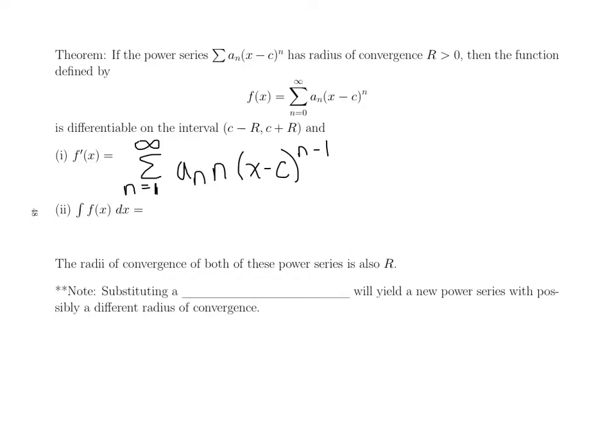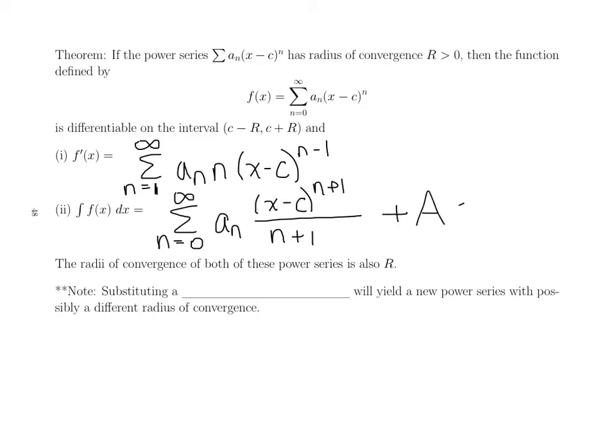And it also turns out that you can integrate these power series in the same way that you would integrate any power function. So if we want to integrate, obviously we can do this: a_n, and then we'd have (x minus c), the new exponent, we would add 1 to our exponent, over n plus 1, and then we would divide by n plus 1, and then we'd add a constant, right? Because this is an indefinite integral.